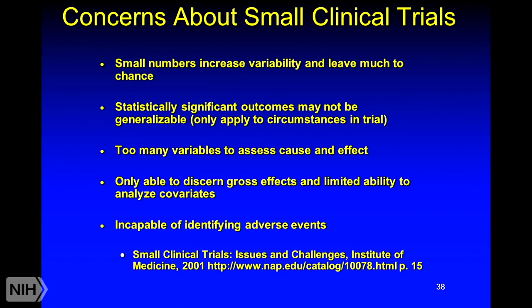So what's the issue about small numbers in a study? Why is that a problem to begin with? The problem is that the smaller the numbers of people in a study, it increases the variability of the results that you get and increases the play of chance on the results that you might actually obtain.